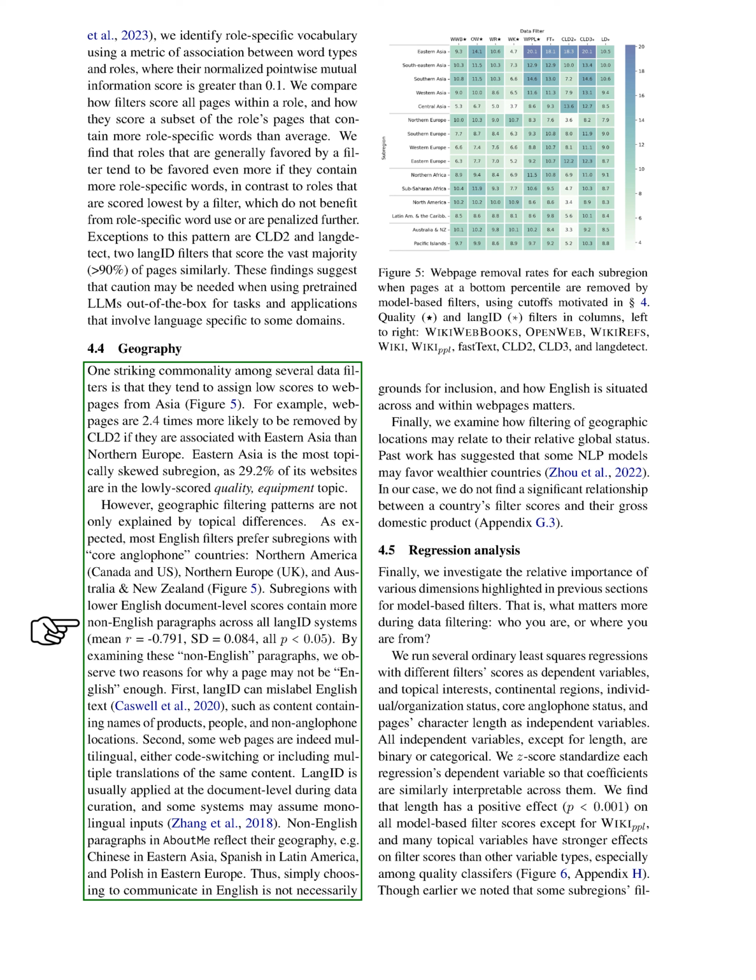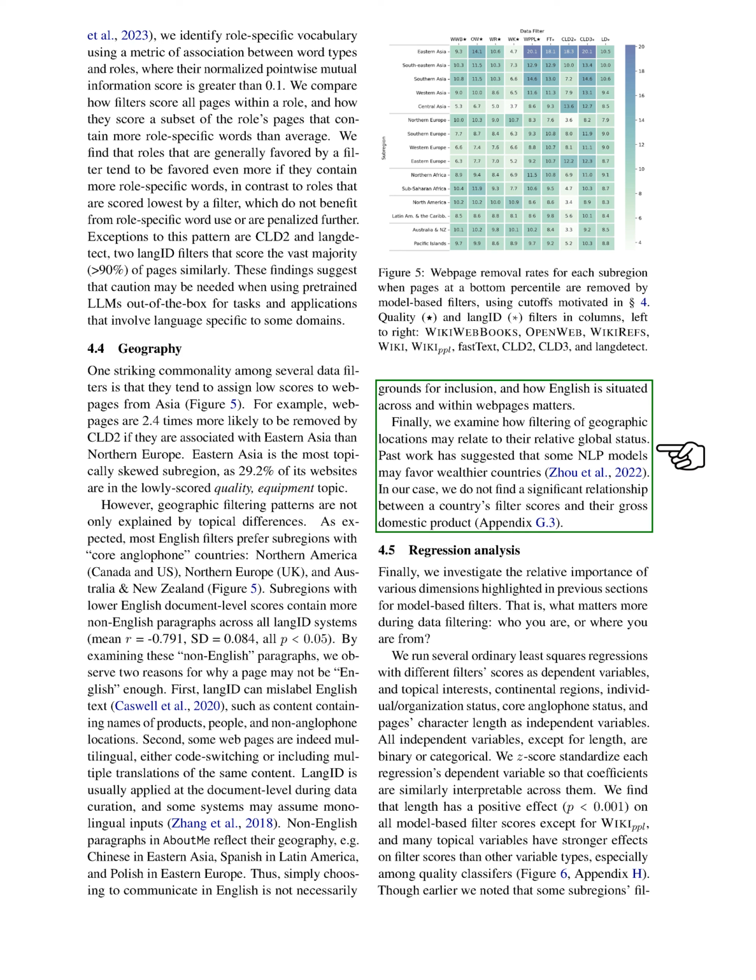Non-English paragraphs in the AboutMe section often reflect the geography of the user. For example, Chinese in East Asia, Spanish in Latin America, and Polish in Eastern Europe. So, just choosing to communicate in English doesn't automatically qualify a web page for inclusion. The way English is used across and within web pages is also important.